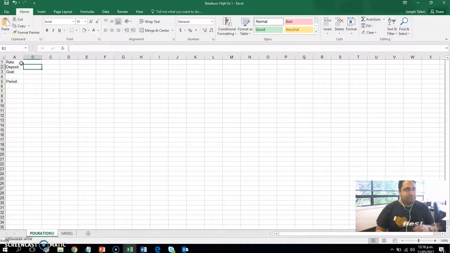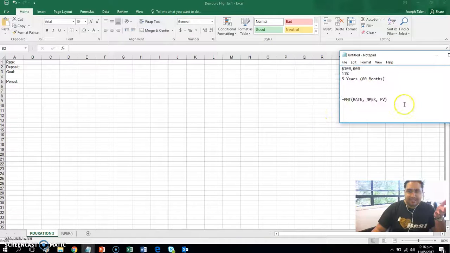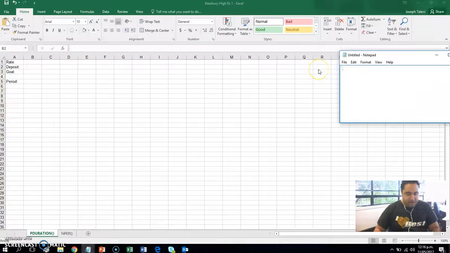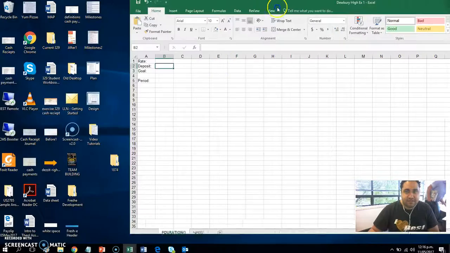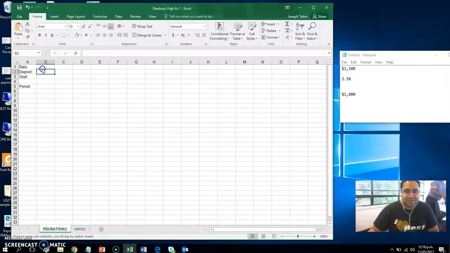Now let's say Bob and Betty decided to save their money, and they're going to put $1,500 into savings. The interest rate at the bank comes to 2.5% per annum. What per annum means is per year. Now they want to know how long it will take to leave their money in the account to get a return of $1,800 from it. And that's what we're going to calculate in this formula. So let's put that information into the spreadsheet.